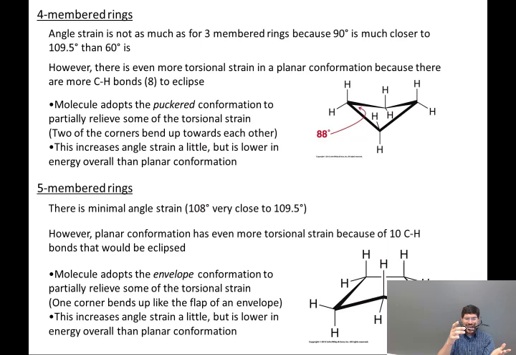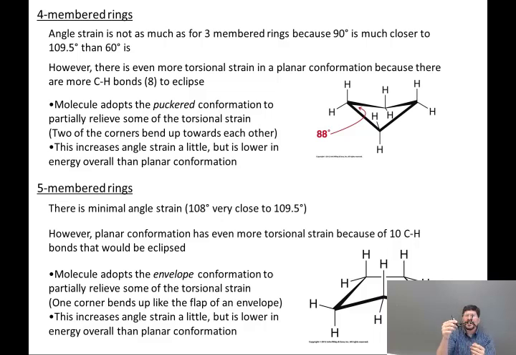Again, this increases angle strain a little bit, but it relieves some of the torsional strain. Why? If we look down a carbon-carbon bond that contains the flap of the envelope, that looks almost staggered. Not quite staggered, but almost staggered. Same thing for this carbon-carbon bond. And even the carbon-carbon bonds that are the sides of the envelope, if you look at them carefully, they are also going to be somewhat staggered.